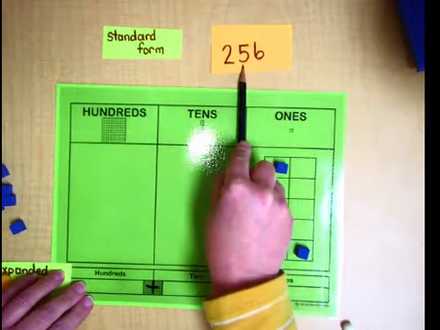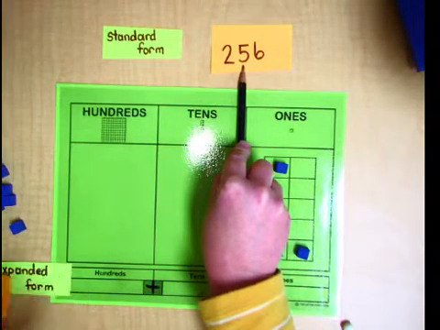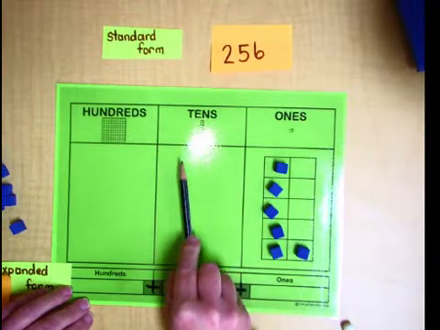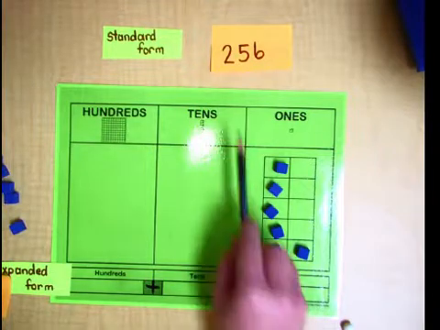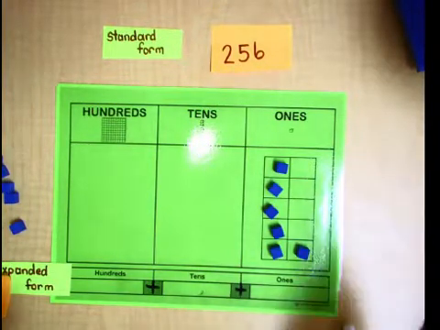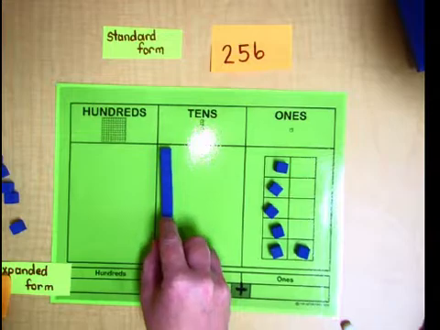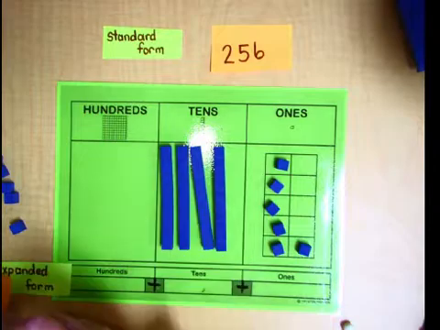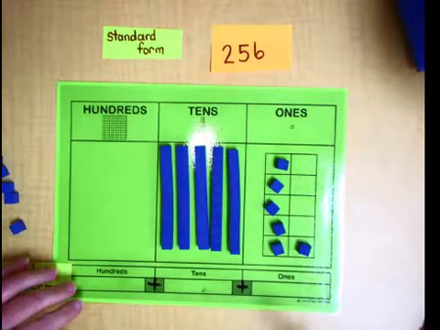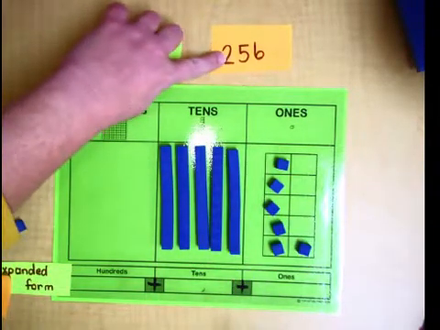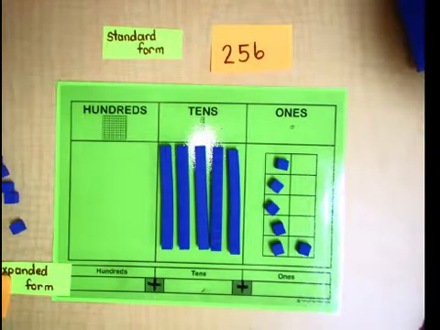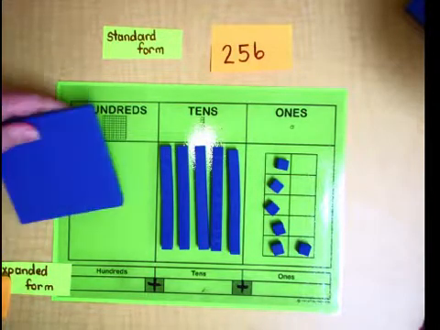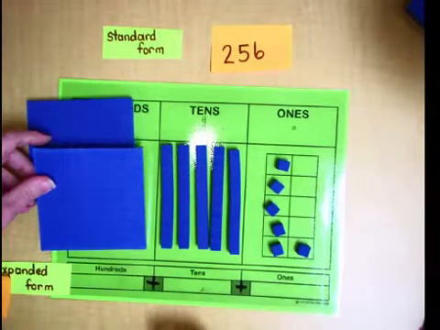Now the next number we want to represent is the 5. What place is it in? It is in the tens place. It's the next place on the other side of the ones. And it's a 5. So how many 10 sticks do we need? 10, 20, 30, 40, 50. Very good. And now the 2 is in the hundreds place. How many hundreds do we need? We need 2 of them. So there's 100 and there's 200.